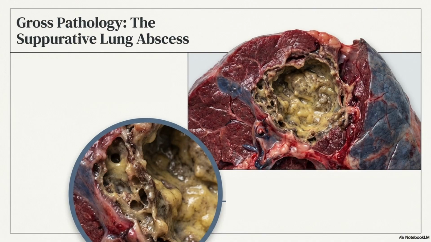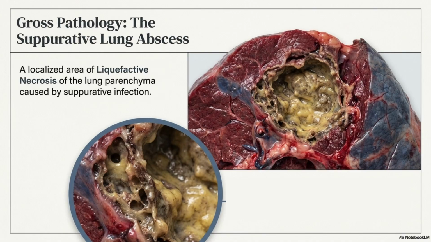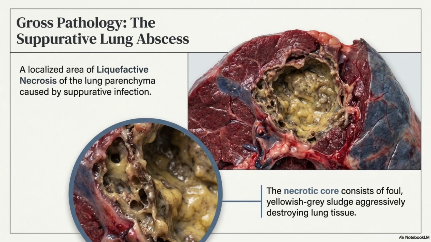Moving to the gross pathology, we are looking at the suppurative lung abscess. By definition, this is a localized area of liquefactive necrosis of the lung parenchyma caused by a suppurative infection. That necrotic core consists of foul yellowish-grey sludge aggressively destroying the surrounding lung tissue.